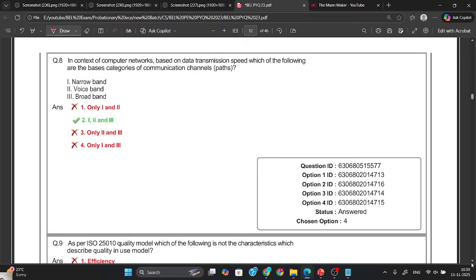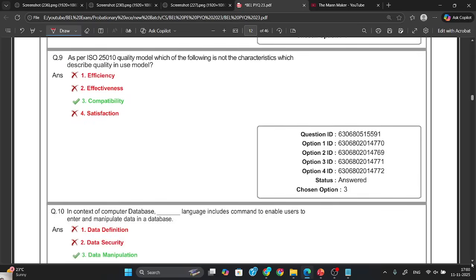In context of computer network, based on the data transmission speed, which of the following are the basic categories of communication channel path? So we generally have three paths: narrow band, voice band, and broadband. These all are based on data transmission. We can do it using narrow band, voice band, and also broadband. That's why all of these are correct. So option 2 is your right answer.